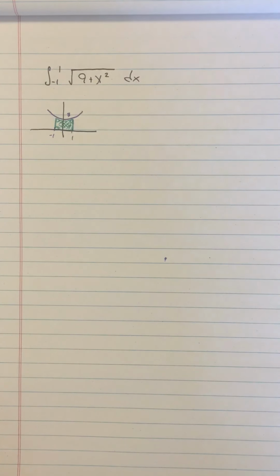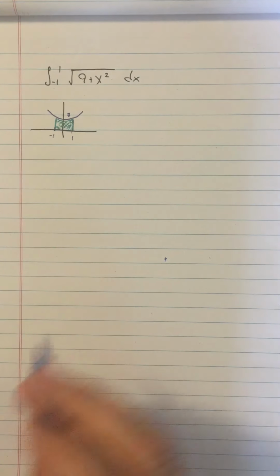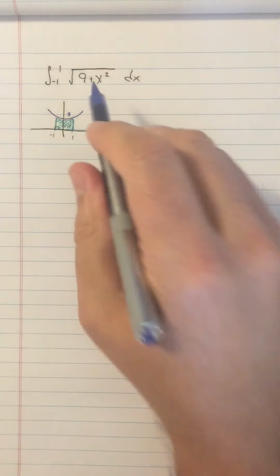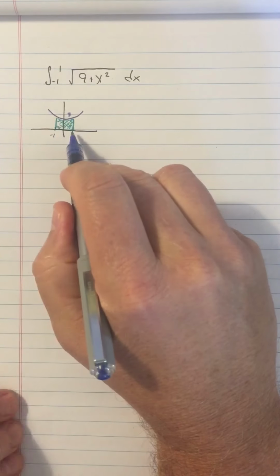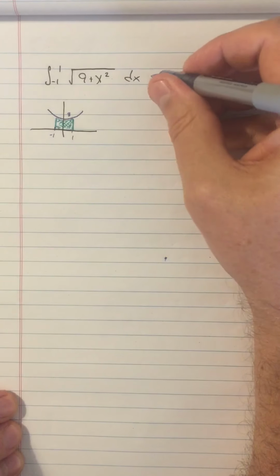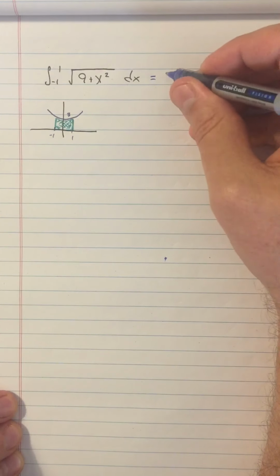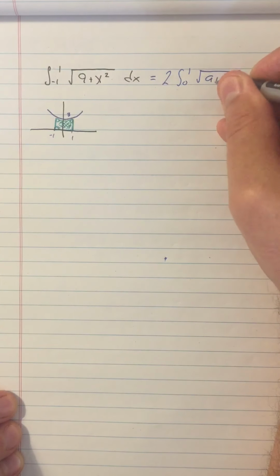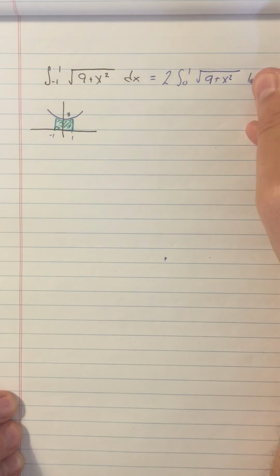All right, now that we know the integral of secant cubed, we can start tackling this integral. So here's our integral, here's the picture. We can see from the symmetry of the picture that the first thing we could easily do is rewrite this as 2 times the integral from 0 to 1 of the square root of 9 plus x squared dx.